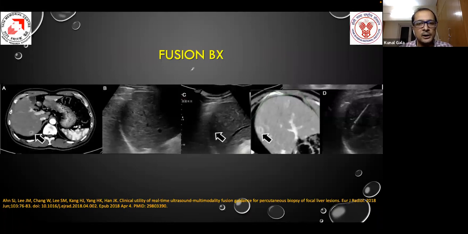So another newer thing that we are doing these days is fusion. So you fuse the CT scan and ultrasound image, and then register it on a dual mode, and then both the planes are possible on the ultrasound, and then the biopsy can be taken.